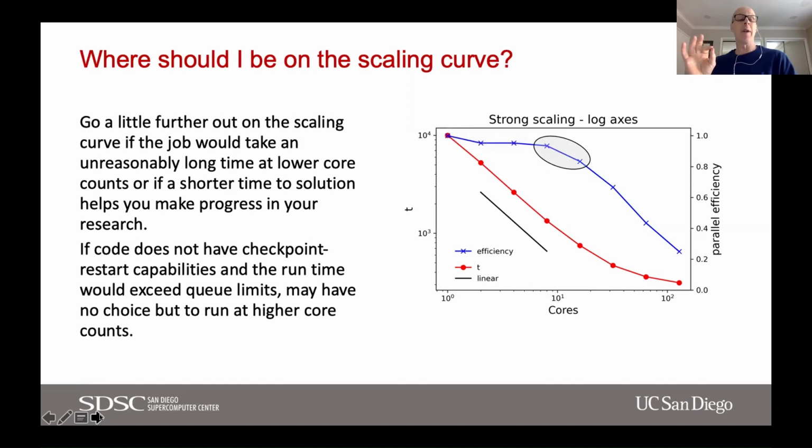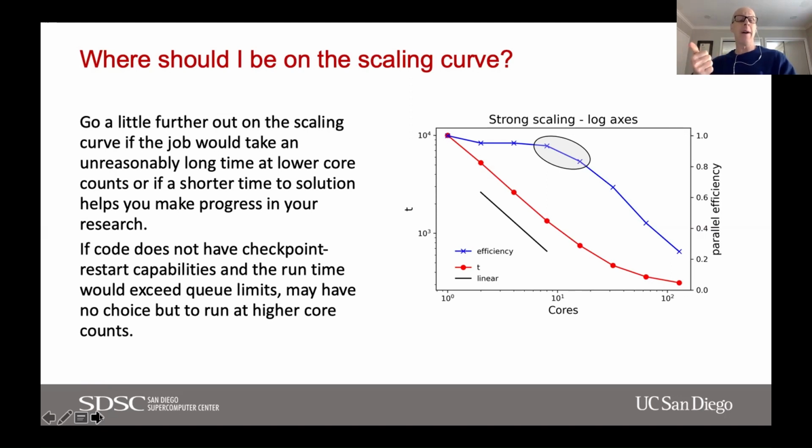Now you can go a little bit further out in the scaling curve if the job would take an unreasonably long time at lower core counts, or if a shorter time to solution helps you make progress in your research. So we don't want to wait. We often don't want to wait days or sometimes even hours for our results. So if running at a little bit lower efficiency makes you more effective, if you do a calculation, you come back in 15 minutes, look at the results, make an adjustment, run it again, yeah, you definitely want to run at a lower parallel efficiency so you get quicker turnaround.